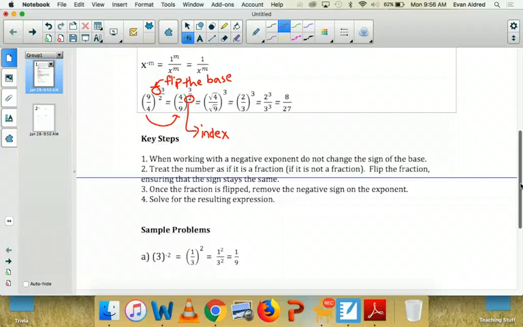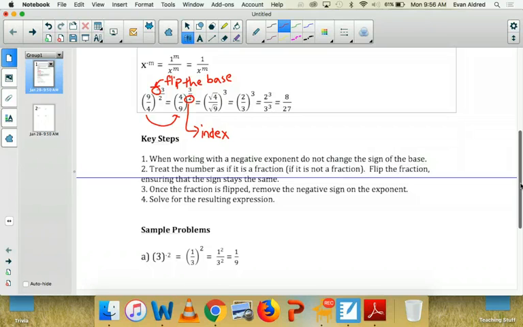Step 2, we're going to treat the number as if it's a fraction. So if it's a counting number, like 2, you're going to treat it as 2 over 1. If it is a fraction already, then just continue to treat it as such. Then you flip that fraction, or you flip your base, ensuring that if it was negative to begin with, it remains negative. If it was positive to begin with, it remains positive. Once your base is flipped, you remove the negative sign on the exponent, but it stays the same. So if it's negative 2/3, it just becomes positive 2/3.